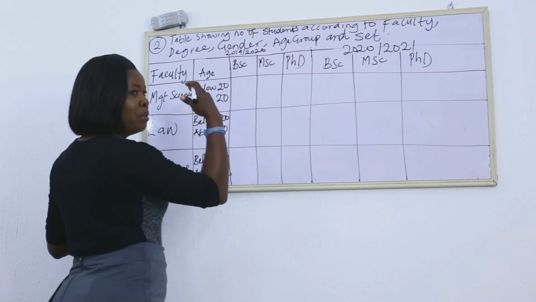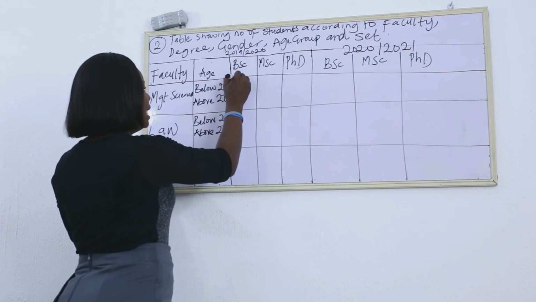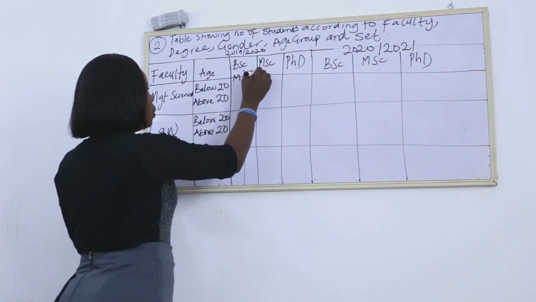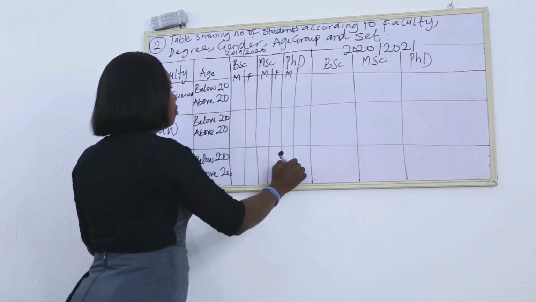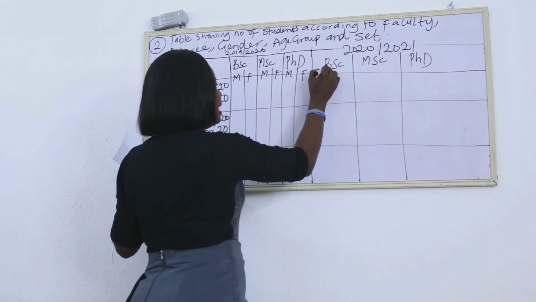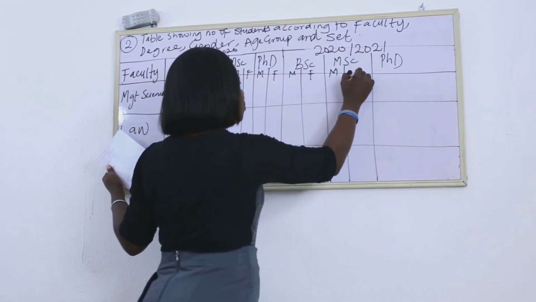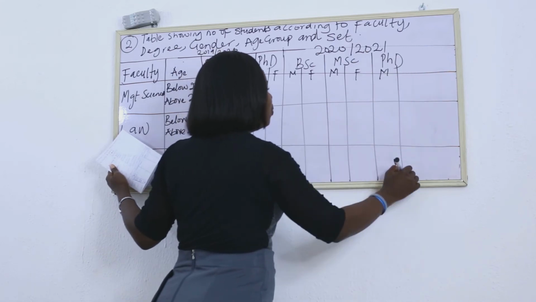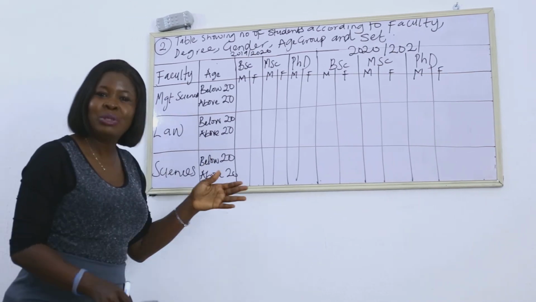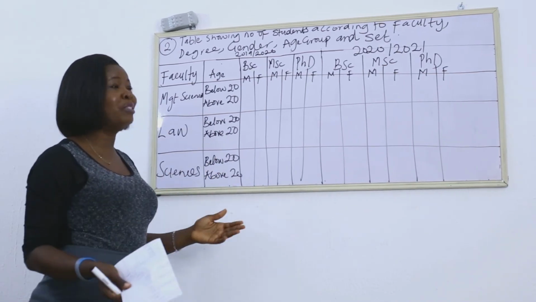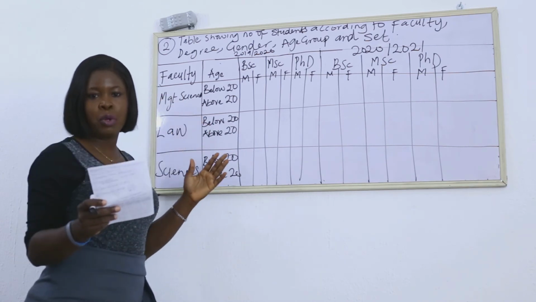So for BSc, for everybody that comes for BSc, we know for each of the set or each of the age, we have male and we have female. I've used my common sense to draw this table. So I also encourage you that whenever you are drawing your own table, common sense is the chief requirement.